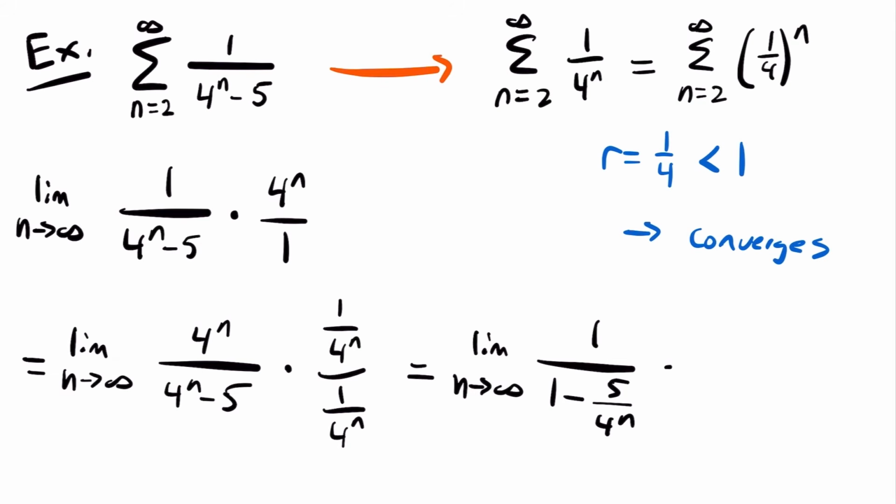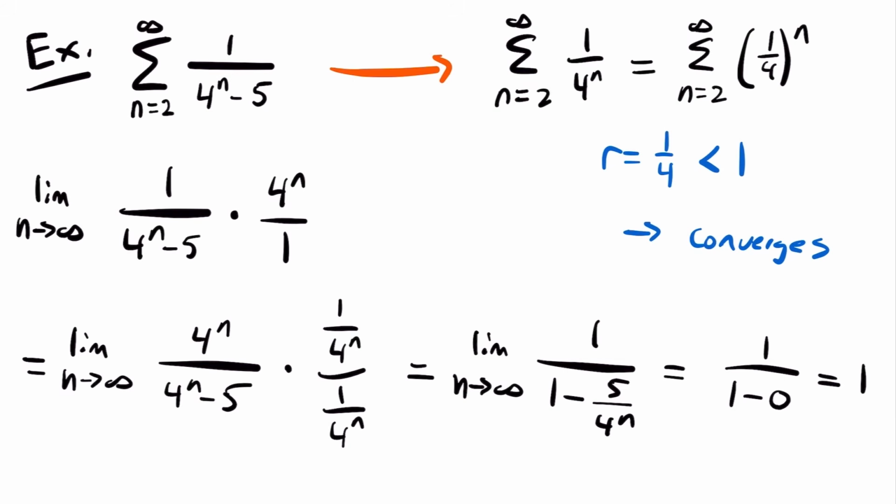All right, so this is equal to 1 divided by 1 minus 0, which is 1 divided by 1, and that is equal to 1. Okay, and so we have shown that this limit is equal to a finite result, and so we can conclude that our original series will also converge just like our comparison series.